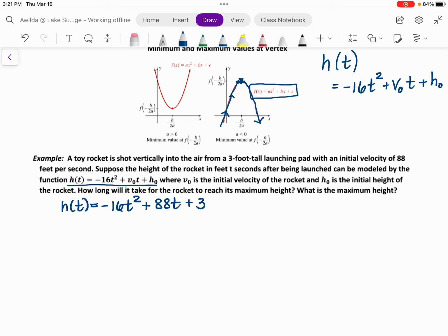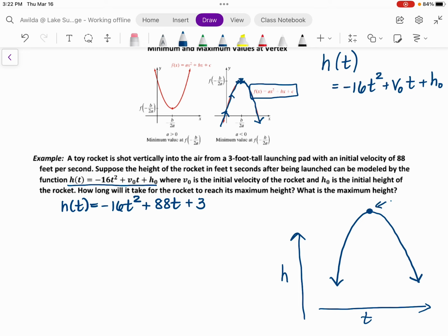Because this is a quadratic equation where the leading coefficient is negative, we know that its graph will be a parabola that opens down. Remember, the parabola is representing time compared to the height. So in other words, the x-axis is time and the y-axis is height. The maximum height, therefore, is going to be achieved at the vertex. And that's going to be the value of y. So let's find the x value of the vertex, and we'll call that t.